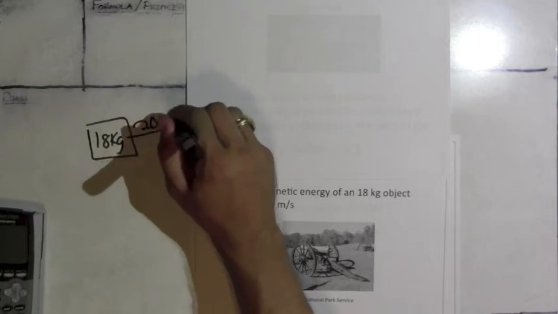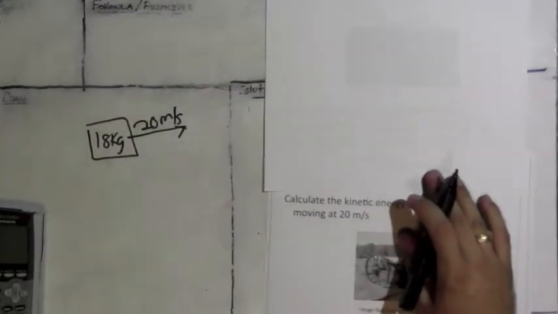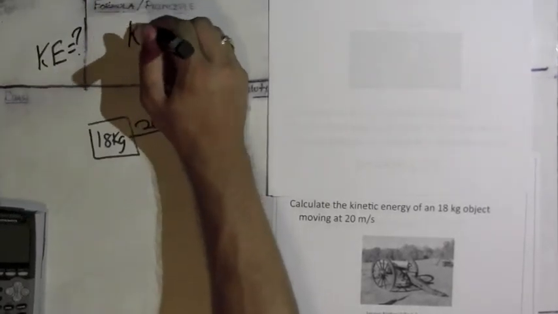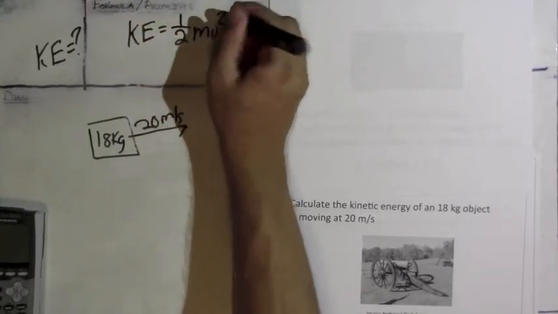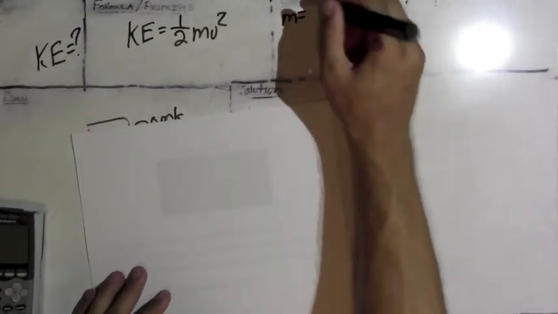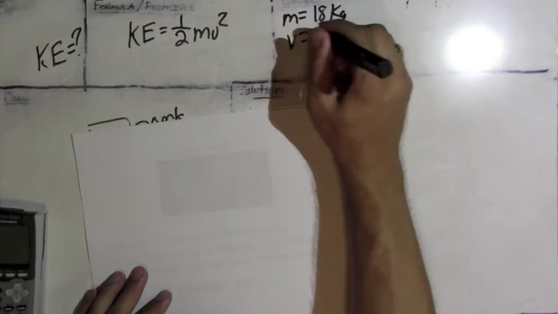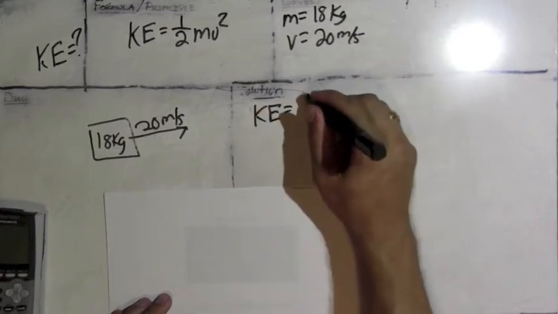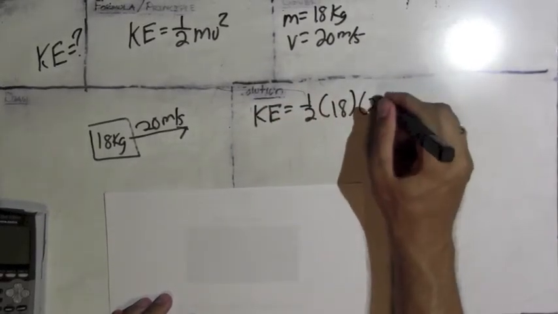This question says calculate the kinetic energy of an 18 kilogram object moving at 20 meters per second, something like a cannonball. So we have something that is 18 kilograms and it's moving at 20 meters per second. Remember, the fact that it is moving is the key thing in having kinetic energy. So we are looking for kinetic energy. Kinetic energy is equal to 1/2 the mass times velocity squared. Now we can start to assign these variables. The mass is 18 kilograms, the velocity is 20 meters per second. So we can say KE equals 1/2 of 18 times 20 squared.